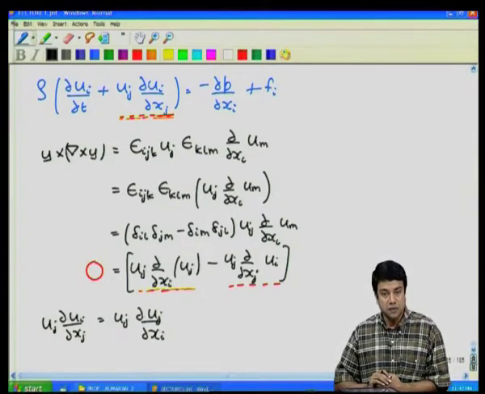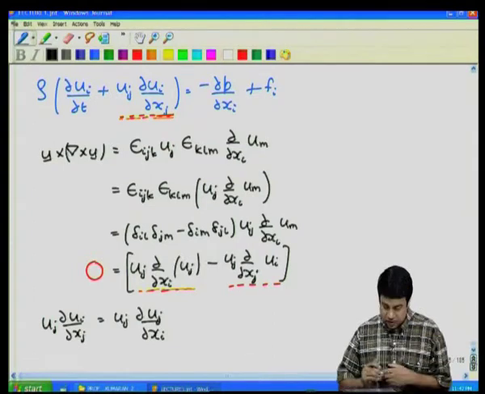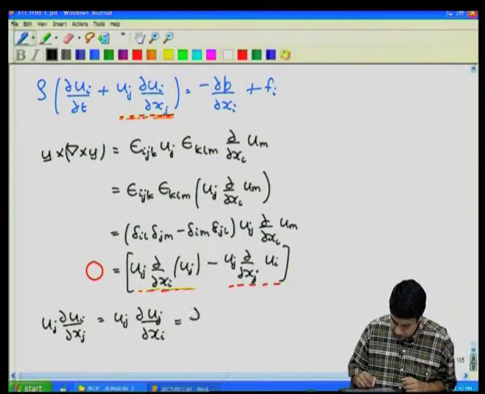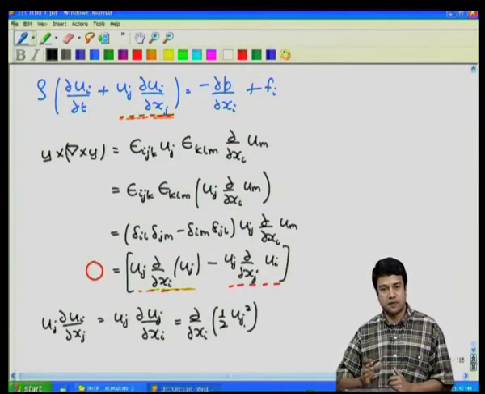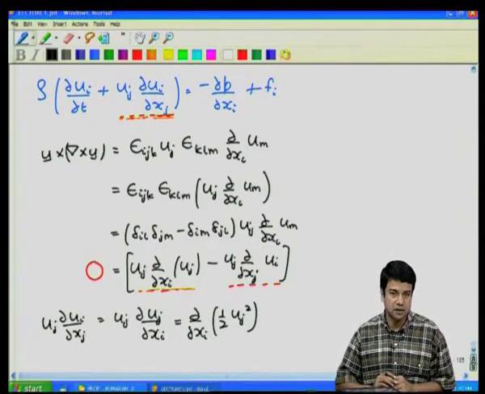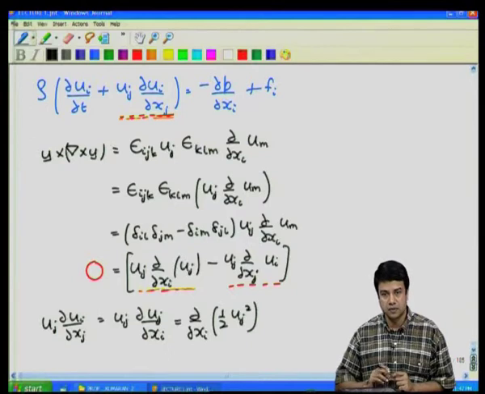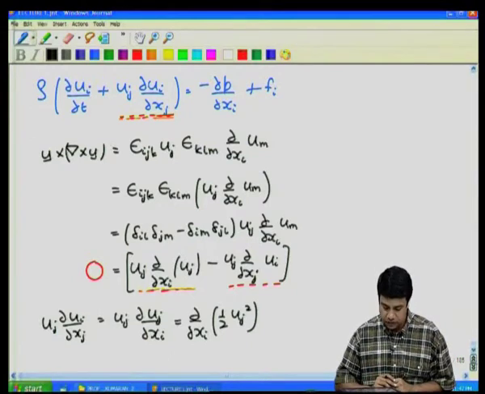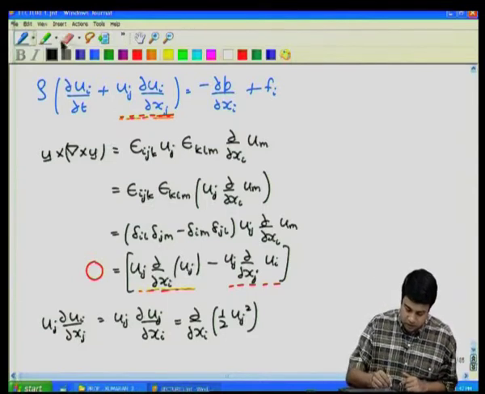I can also write uj times partial uj by partial xi as partial by partial xi of half uj square, because if I differentiate this using chain rule, I will just get uj times partial uj by partial xi. This can be written as gradient of half u square. Note that uj square is the velocity square, u1 square plus u2 square plus u3 square. So, that we will substitute into the equation for potential flow.